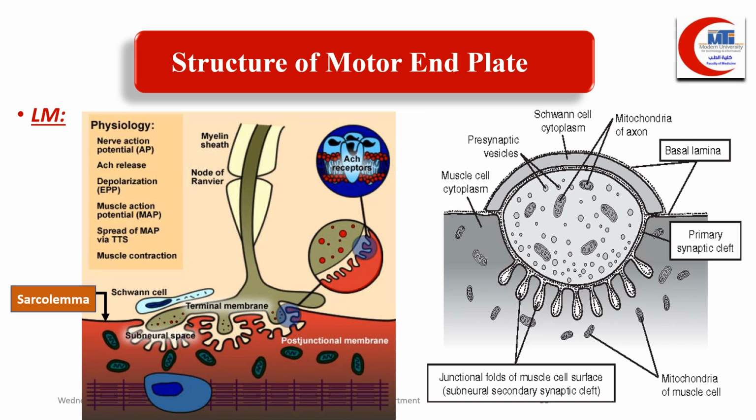Below, I can see the dark area containing mitochondria, but these are the mitochondria of the muscle cell, and the muscle surface or cell membrane of the muscle fiber is folded into junctional folds.